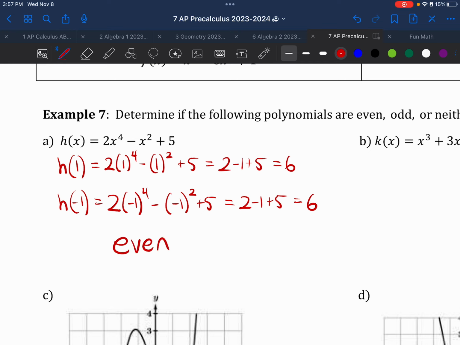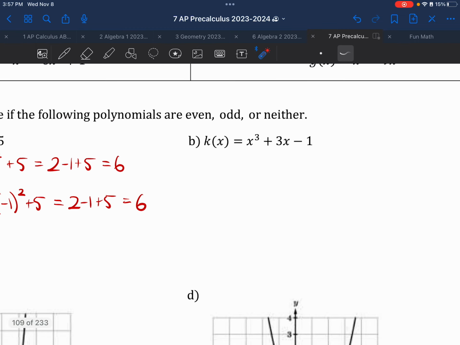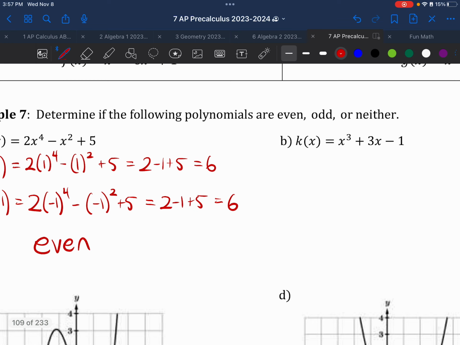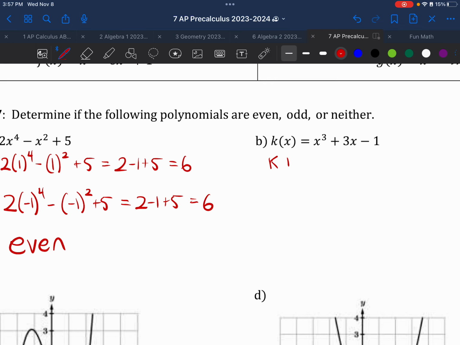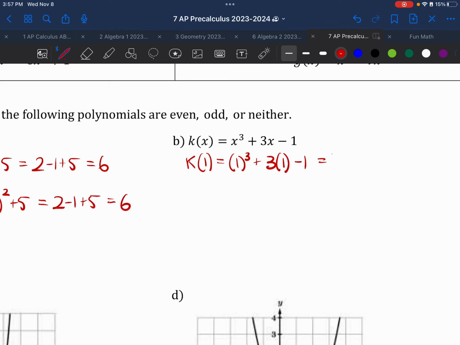If I suddenly had a minus x to the power of 3, it would not have been even. It would have been neither. All right, what about this one? I have a feeling it's going to be odd just because I have an odd and an odd here, but let's go ahead and check it. Let's plug in 1 and -1 and see what happens. So k of 1, I'm going to get 1 cubed plus 3 times 1 minus 1, and that's going to be equal to 1 plus 3 minus 1, which is equal to 3.